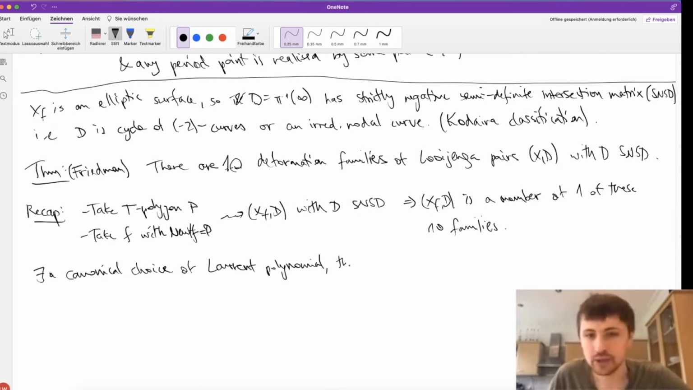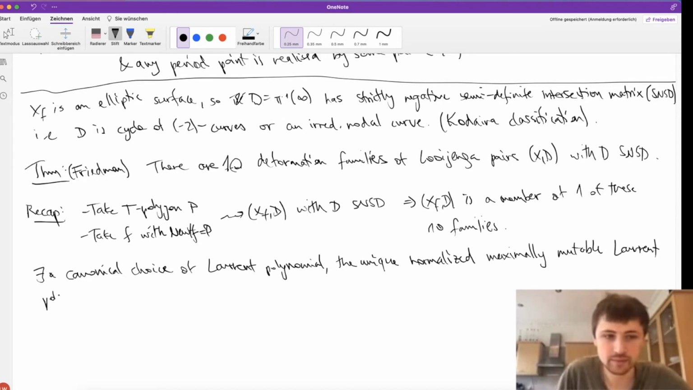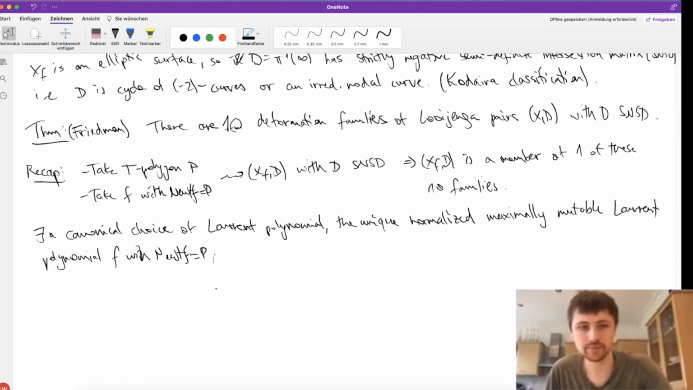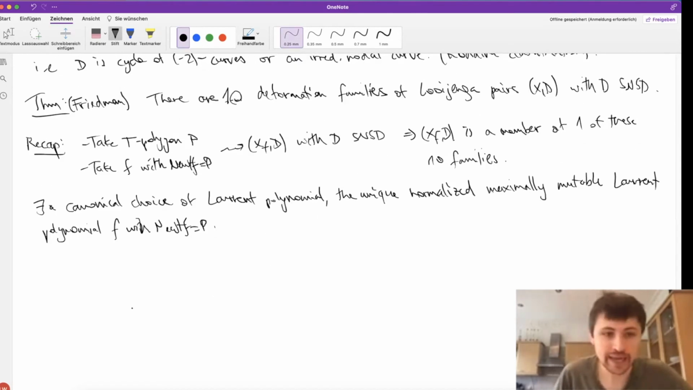Namely, the unique normalized maximally mutable Laurent polynomial F with Newt(F) equal to P. And so let me just very briefly tell you what this means. I'm not going to define it. I'm just going to draw a picture.